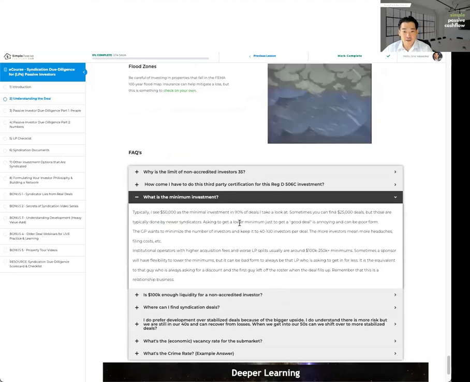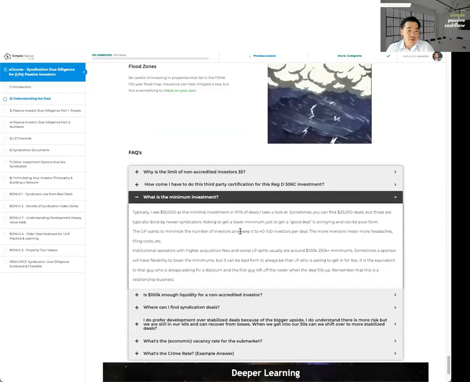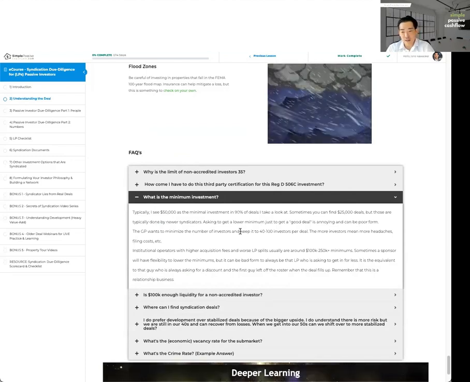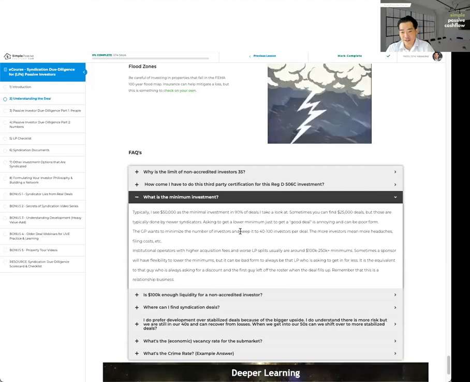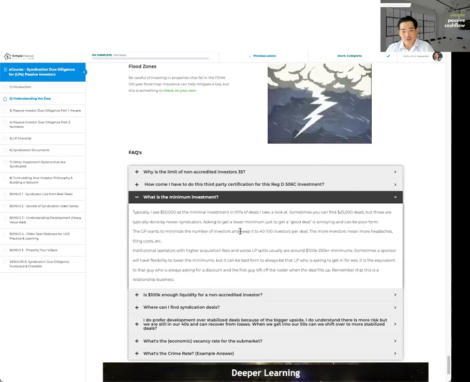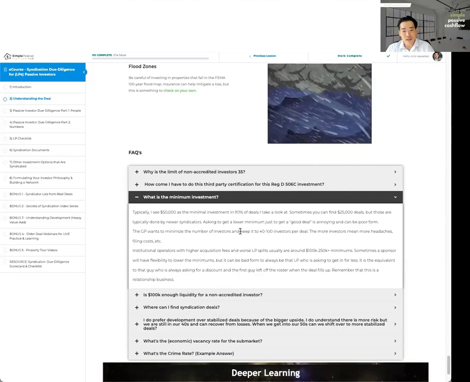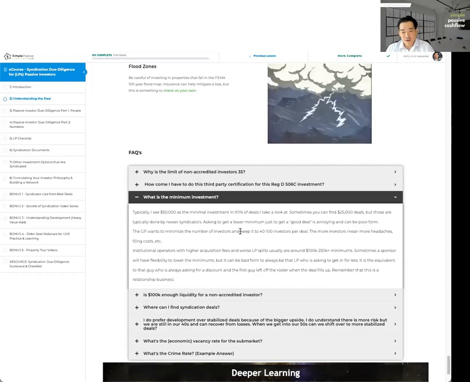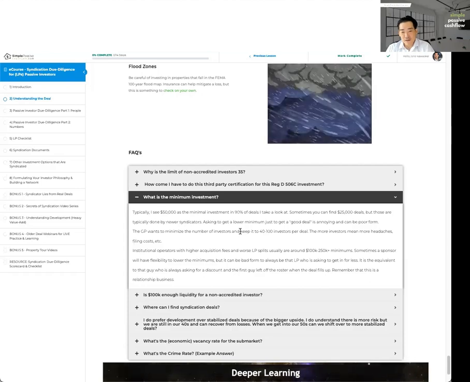I'll touch upon this frequently asked question, the minimum investment. Typically, I think you should be looking for minimums in the $50,000 to $100,000 range, maybe a little bit more these days because of inflation. But anybody willing to take in less than 50 grand, especially less than 25 grand, wow, you're probably working with a newer syndicator or operator. I would really question the validity of the track record there.